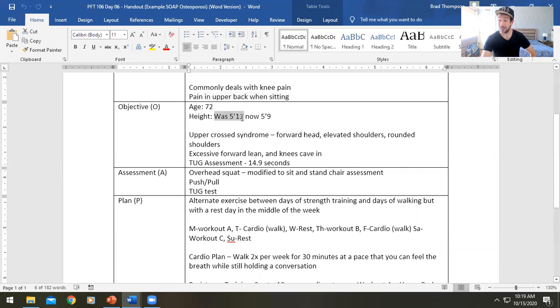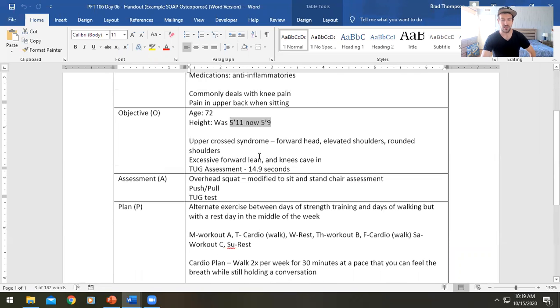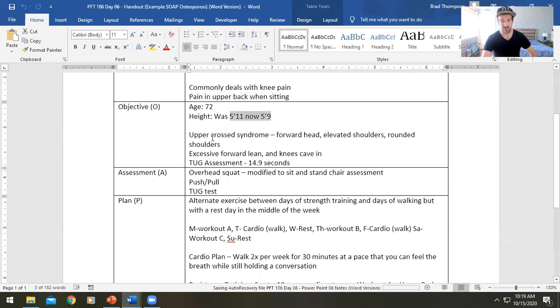He was 5'11", but now he's 5'9", so clearly losing height. That's a sign of osteoporosis. No surprise here, we see upper cross syndrome, we see a forward hip, we see elevated shoulders, we see rounded shoulders, right? We see all those things, which make a lot of sense. We know if this person has lost height, they're definitely in this type of posture here, right? And we are seeing an excessive forward lean and knees cave in. This person, posture-wise, is a mess, right?